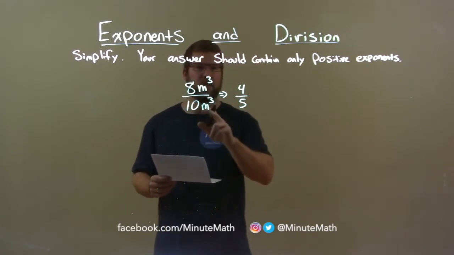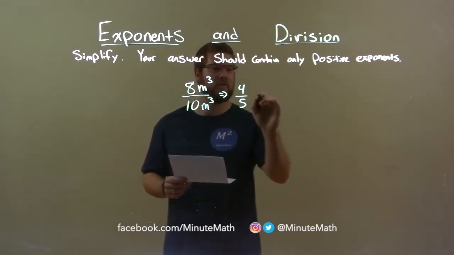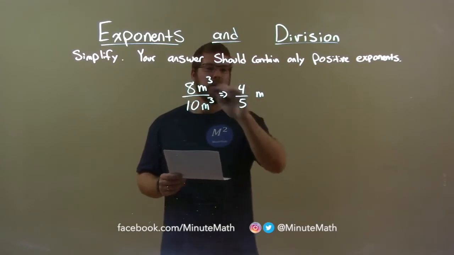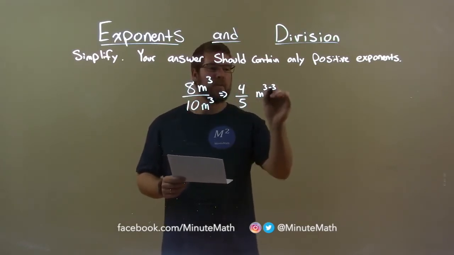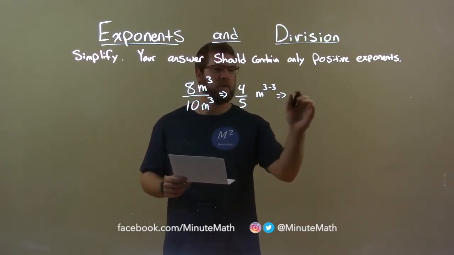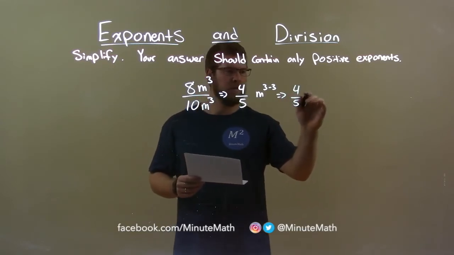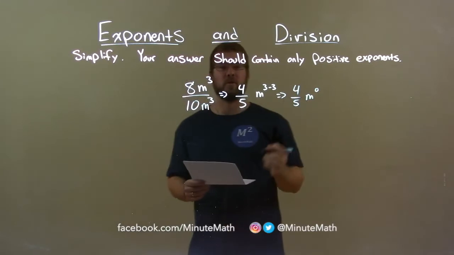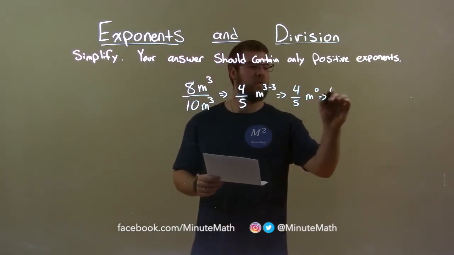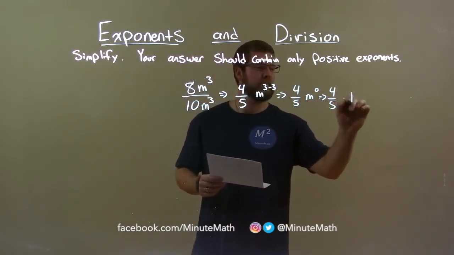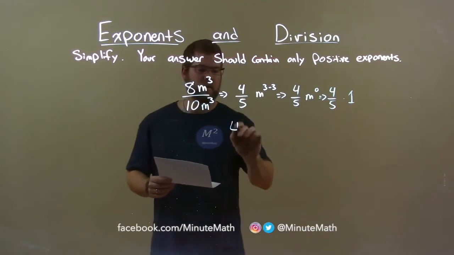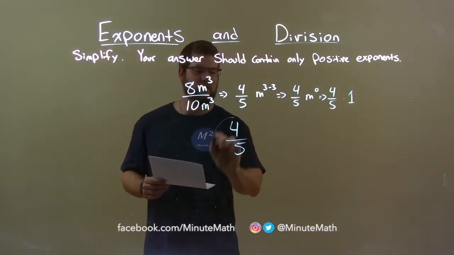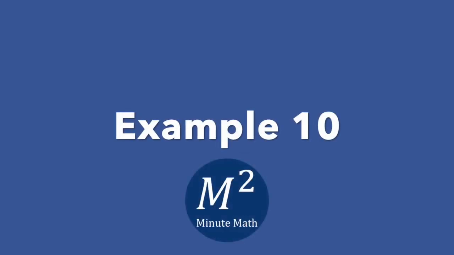But let's show how this works. We have the same base, so we have to subtract the exponents. We have m to the 3 minus 3 power, and so that simplifies to be 4 fifths m to the 0 power. We know anything to the 0 power is just 1. And so our final answer can be written just as 4 fifths.